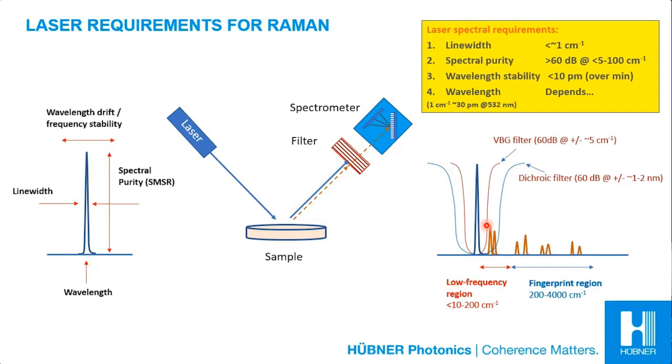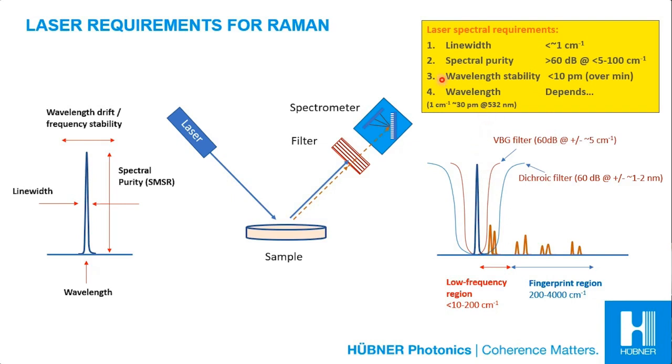Recording Raman signals in the low frequency region is possible by using a VBG-based notch filter, which is much more narrow and can provide blocking of the laser light of more than 60 dB at as close as 5 inverse centimeters. This means also that the laser source must have more than 60 dB spectral purity at less than 5 inverse centimeters from the main peak, which at 785 nanometers corresponds to about 300 picometers.